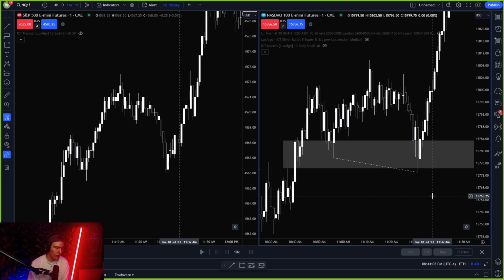Which pair do you favor when SMT forms? Whichever one has a clearer draw on liquidity, or whichever one is creating the higher low. So whichever one seems stronger. It's all in the moment for me, to be honest, because it depends on price action, on a clear draw on liquidity, and on which one has the higher low and which one has the lower low.